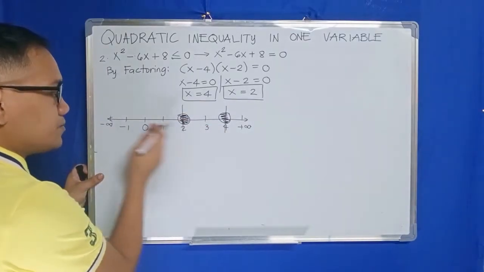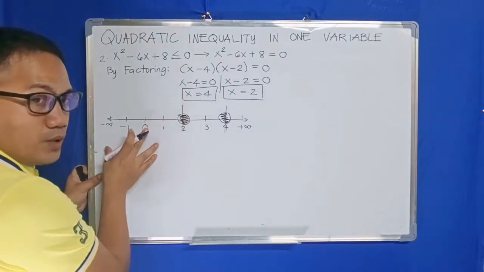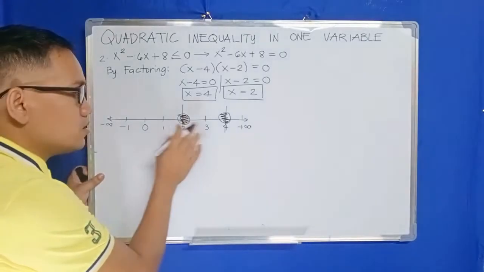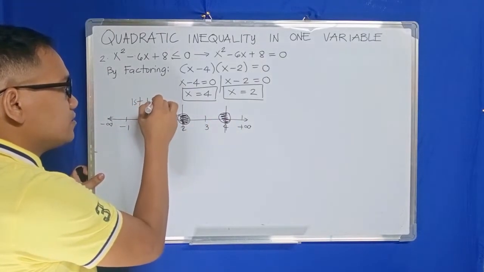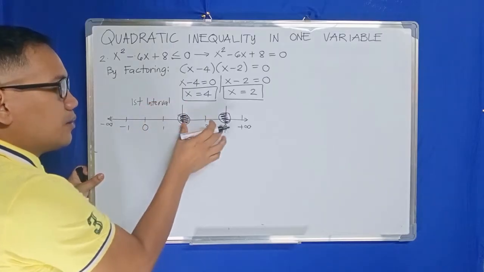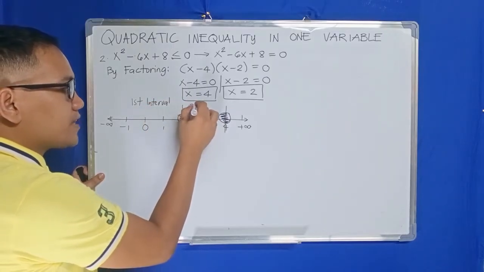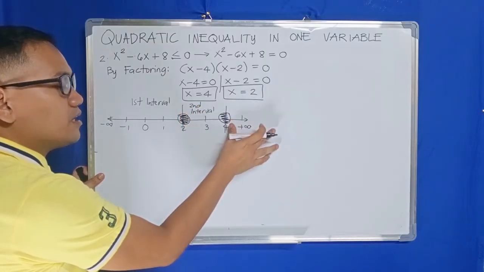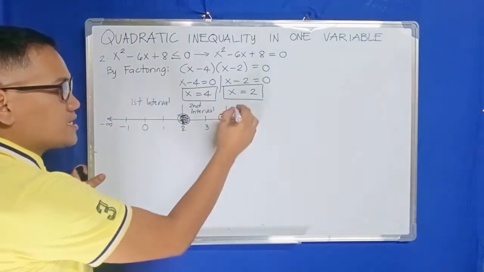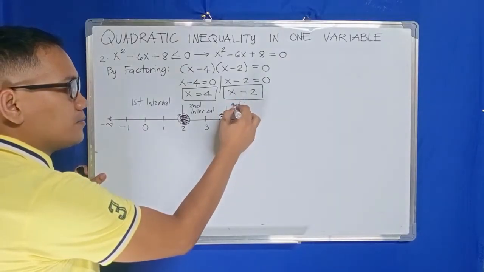This includes numbers between negative infinity and positive 2. This would be our first interval. Numbers between 2 and 4. This would be our second interval. And numbers between 4 and positive infinity as our third interval.